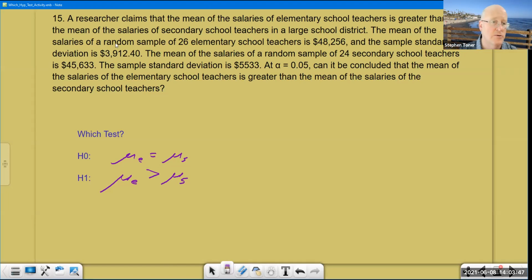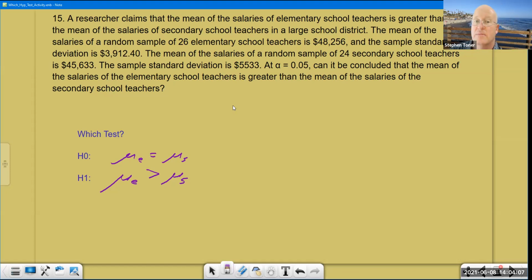The mean salaries of a random sample of 36 elementary school teachers is this value, and with this standard deviation, then they give us the same information for the secondary high school teachers. At a 5% significance level, can it be concluded the mean salaries is greater? Okay, we were right. That's what we're dealing with.